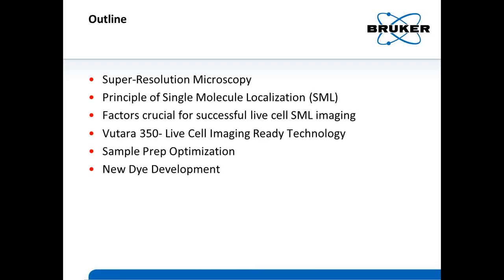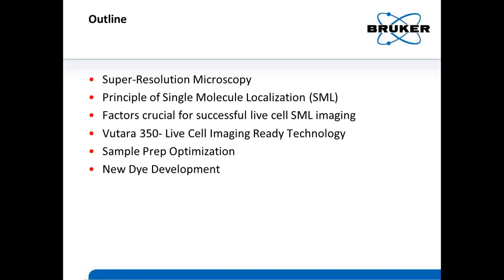And the factors crucial for successful live cell imaging. There are several factors to consider before you embark on these experiments, and the more prepared and aware you are, the more successful you will be. I'll talk in detail about the Vutara 350 microscope, the hardware, the software, and the different aspects that come together to make it live cell ready. There's a lot of sample prep optimization, the type of dyes you want to pick, and how you want to do the imaging. There's a lot to take into consideration, so I'll talk about that as well.